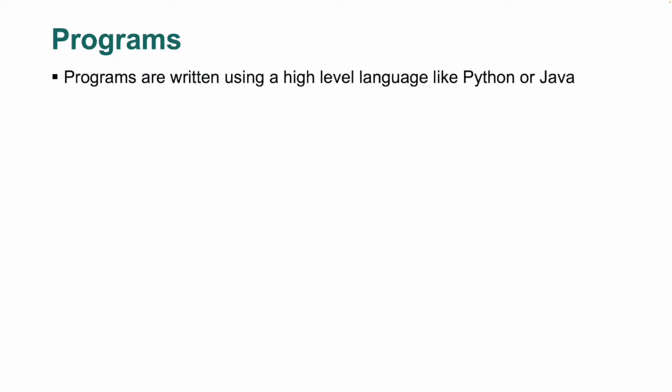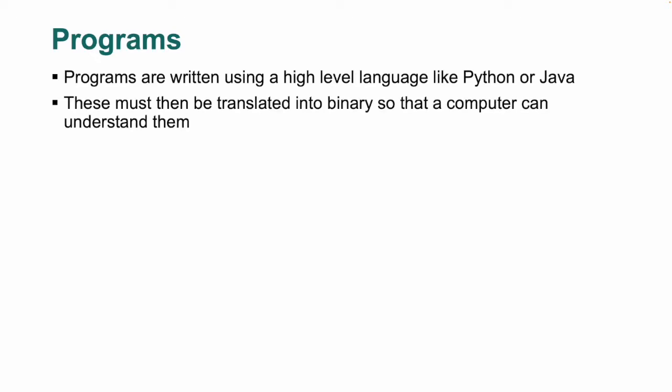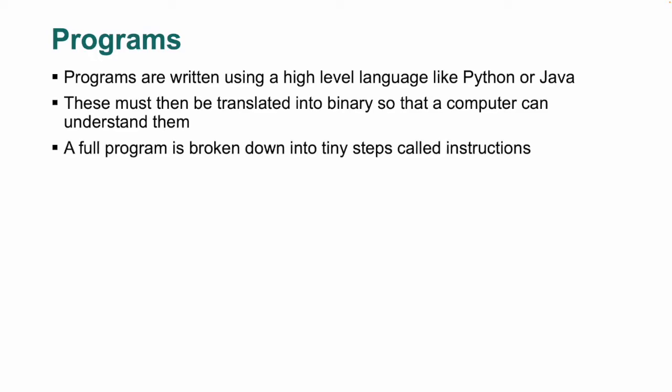So you hopefully have a little bit of experience writing programs with a high-level programming language like Python or Java. Now, something you may not be aware of, that we will learn more about in the software unit, is that all of the programs you write must be translated into binary so that a computer can understand them. There's a few ways of doing this, but they're not relevant to this unit. So the full program that you write, even if it's a very short program in terms of lines of Python code, is going to be translated and then broken down into loads and loads of tiny steps that do very, very little, called instructions.